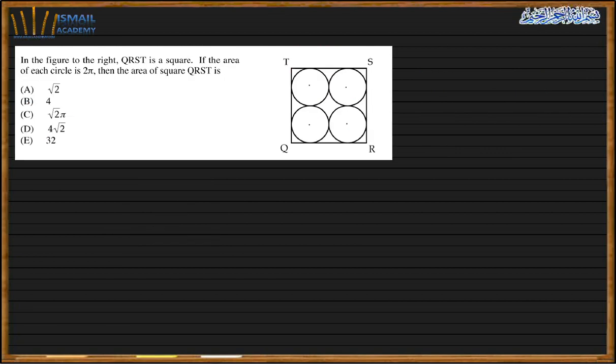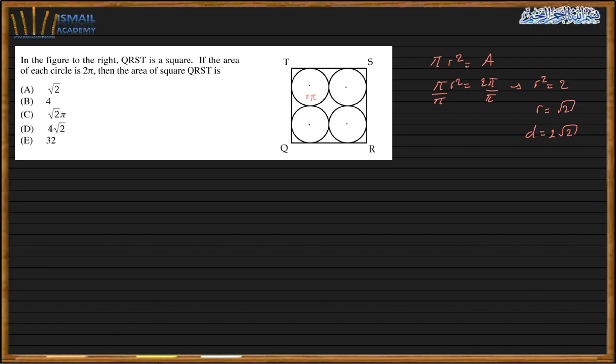Next question. The area of each circle is 2 pi, so the area of each one is 2 pi. We know that the area is pi r squared. So if the area is equal to 2 pi, and I divide by pi, I will have r squared equal to 2, which means r equals the square root of 2. So the radius is the square root of 2, which means the diameter is 2 square root of 2, because the diameter is twice the radius.